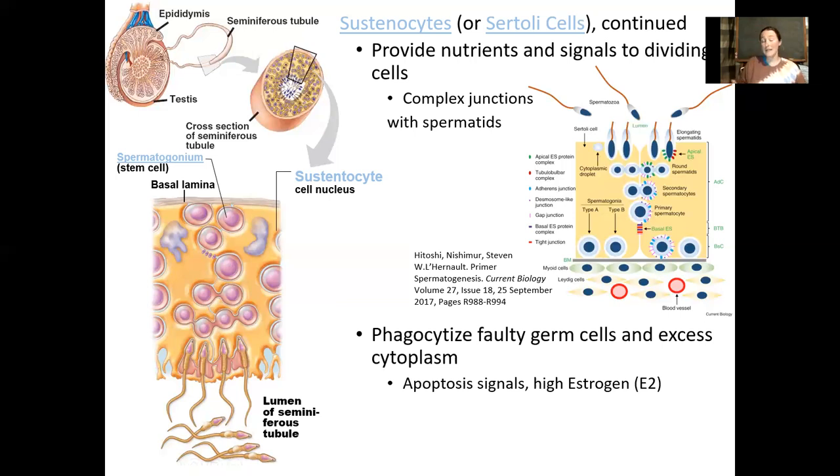Let's see, the sustentacular cells have even more actions here. They are going to phagocytose faulty cells and excess cytoplasm. So first of all, if there is a mutation in one of these cells up here, or even one of these cells down here, it is the sustentacular cell's job to essentially recognize that and commit cell murder here, right? Or essentially tell the developing sperm to commit apoptosis or cell suicide.